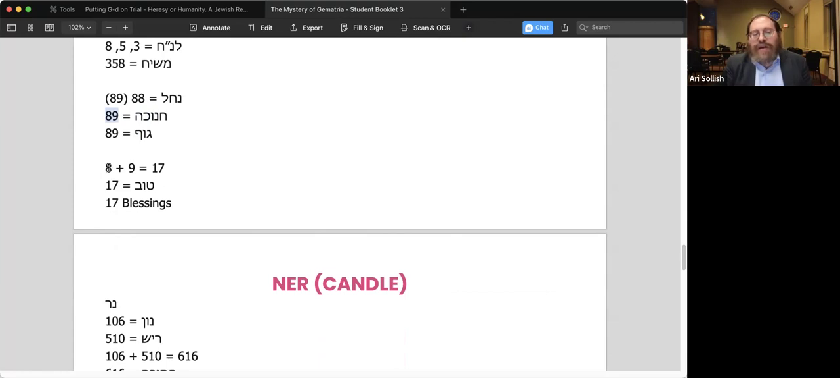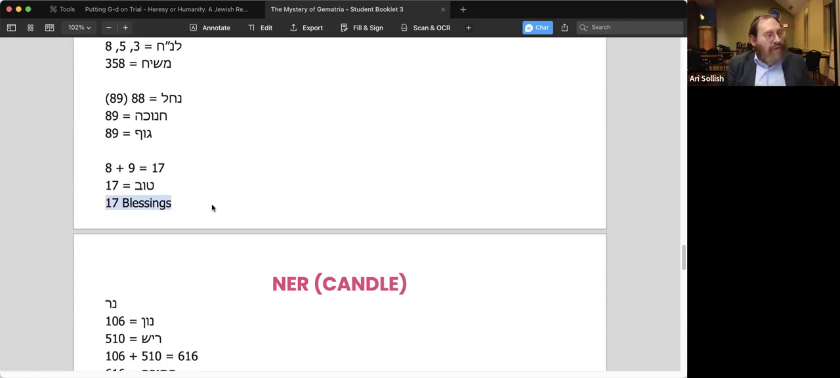If you take the Mispar Katan and add the two numbers together, 8 plus 9 equals 17. Again, we're not reducing it down to one digit. We're stopping at 17. 17 is the same numerology as the word Tov. Tov means good, and Hanukkah, of course, is associated with goodness and blessings. And guess what? Throughout the duration of Hanukkah, how many blessings do you say? If you light the menorah every night, you will have recited 17 blessings throughout the holiday.